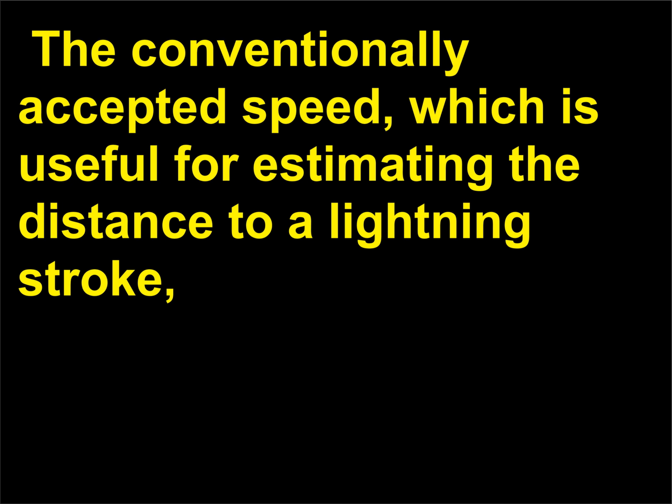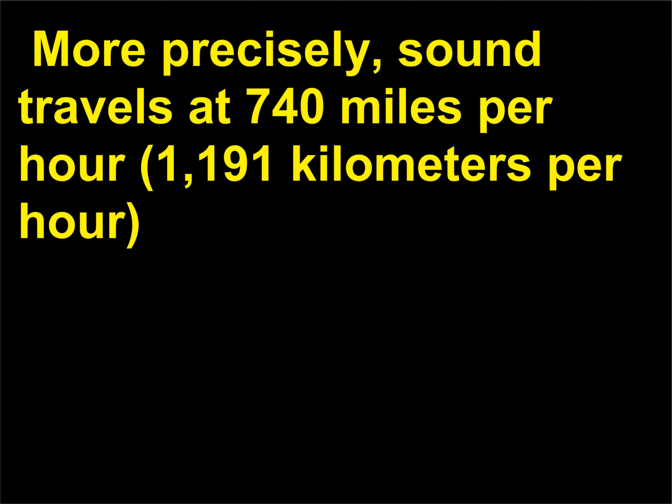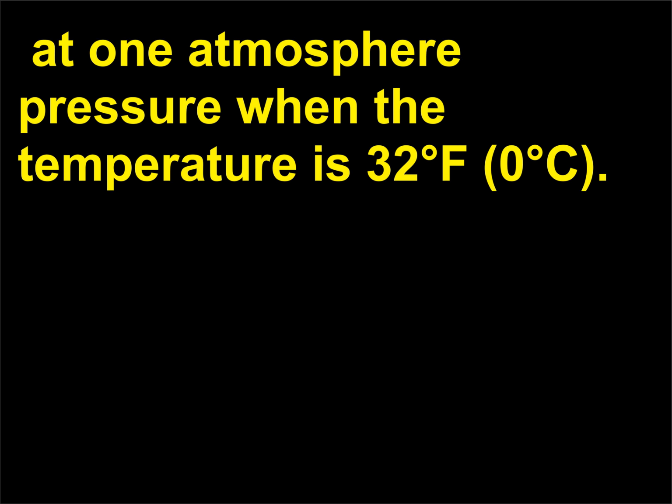The speed of sound can vary, depending on air pressure and, more importantly, temperature. The conventionally accepted speed, which is useful for estimating the distance to a lightning stroke, is about 1 mile for every 5 seconds. More precisely, sound travels at 740 miles per hour, 1,191 kilometers per hour, at 1 atmosphere pressure when the temperature is 32 degrees Fahrenheit, 0 degrees Celsius.